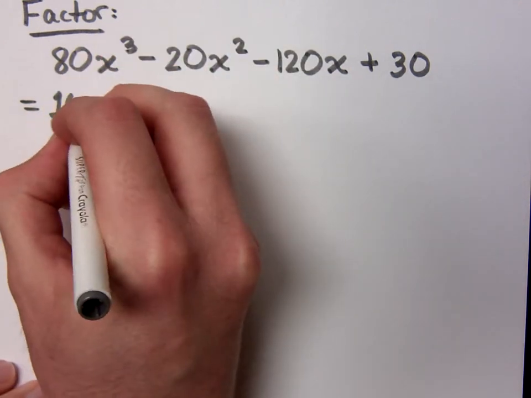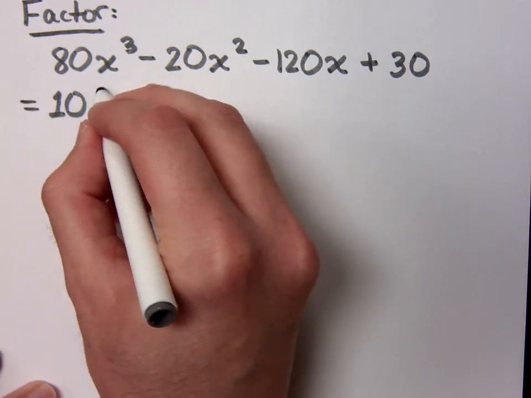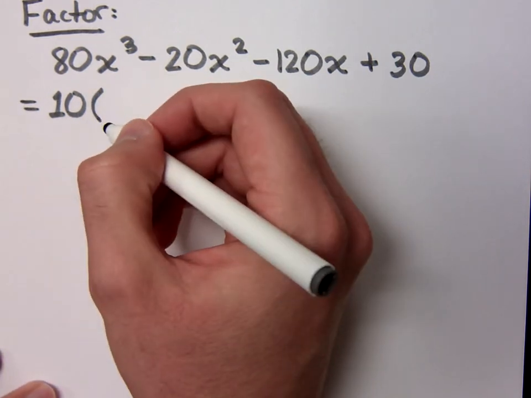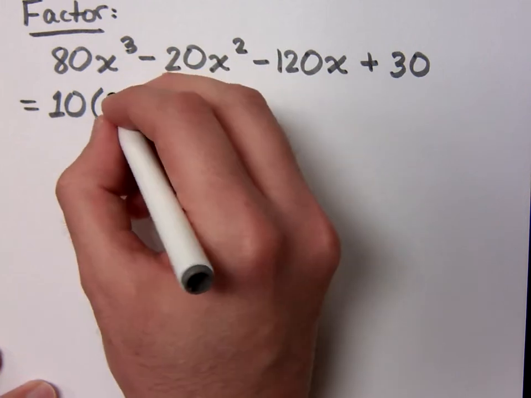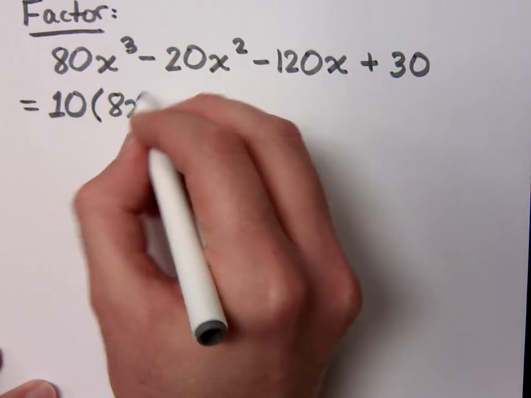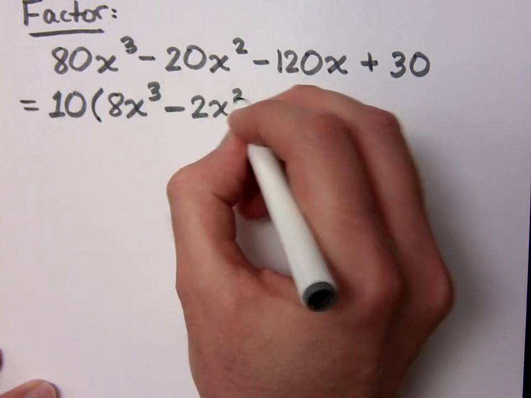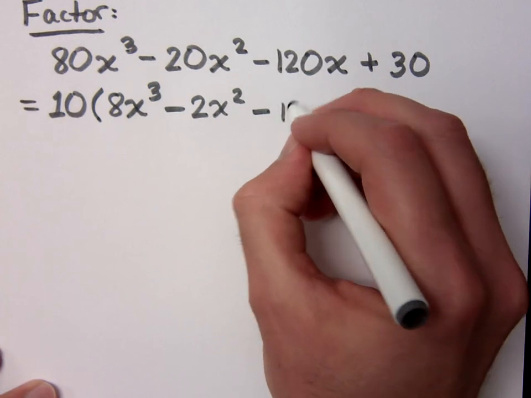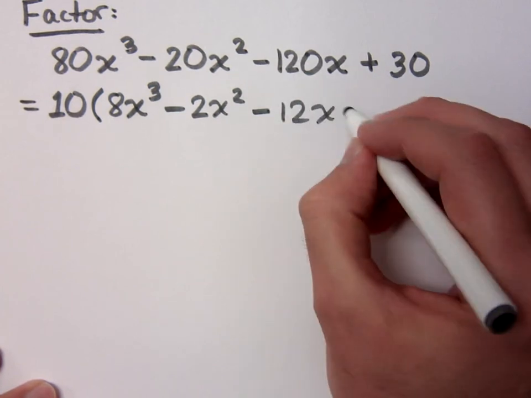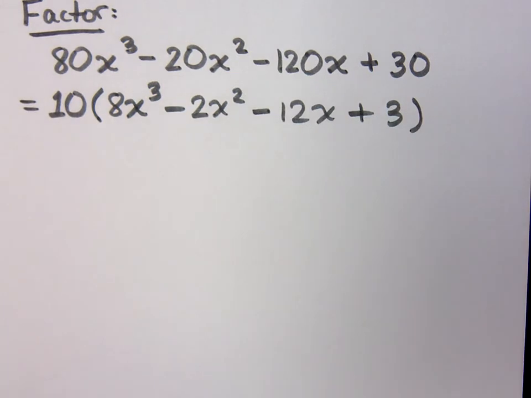I'm going to factor out my 10, and what do I have? Wait a minute. No ums. Just say the answer. Wouldn't it be x squared? X to the third. 8x to the third minus 2x squared minus 12x plus 3. Now, the first thing is always look for the GCF for everybody.